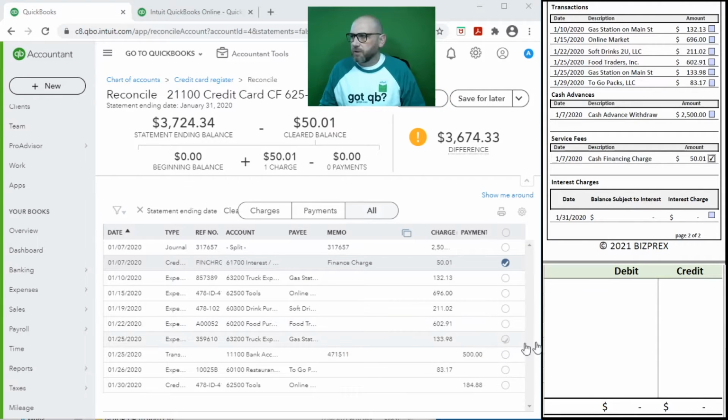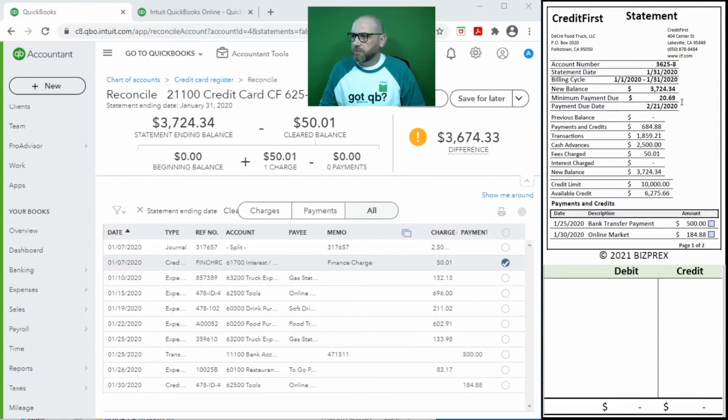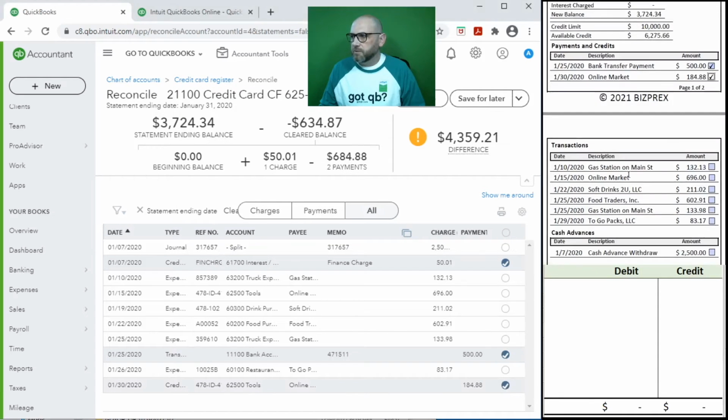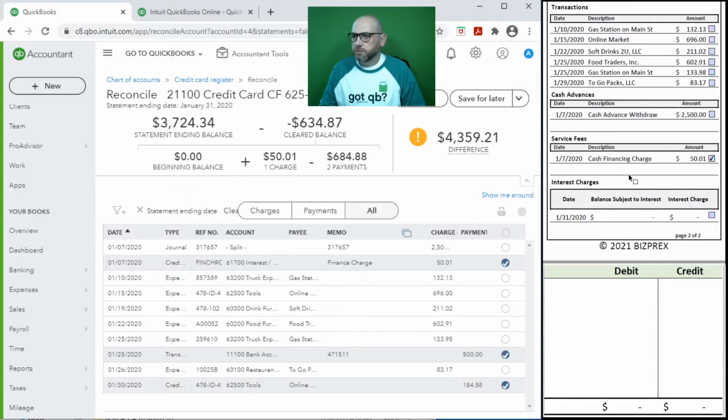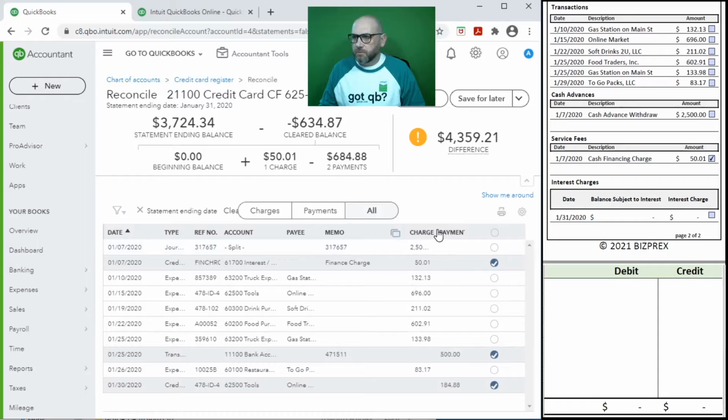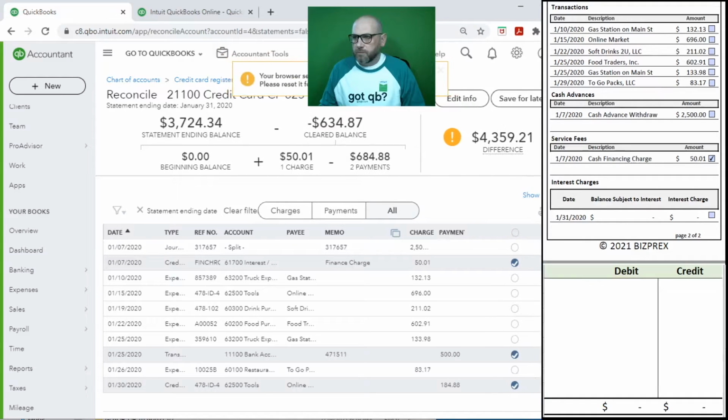What else do we have? Well, we have our payments and returns. So here it is. We can go ahead and click those. We have those. Okay, so let's now go to our charges. What do we have? It's a little hard to see, so we're going to make it a little bit bigger right here. Okay, hold on just a second.